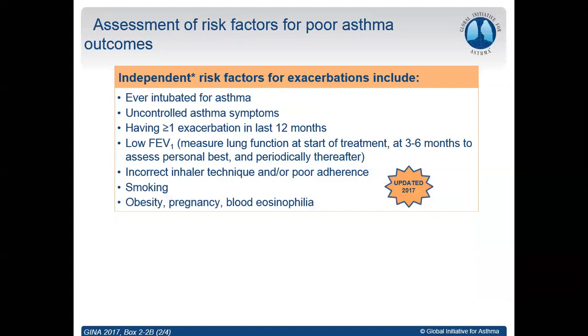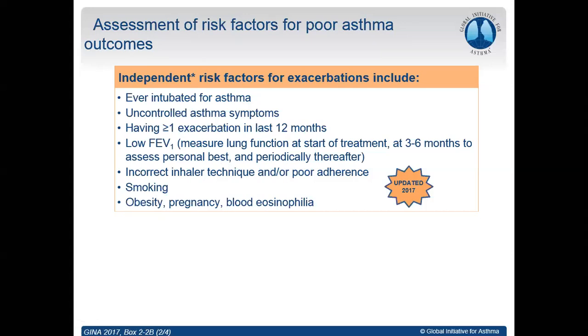Okay, and then assessment of risk factors for poor asthma outcome. I said already that control is something different, but chances of getting worsening at any point of time is different. So if he has been intubated any time in the past, if he had any severe exacerbation in the past, if he has a low lung function test, low FEV1, and he is not taking the inhaler properly, or he is a known smoker, or the lady is pregnant or obese, they're all risk factors for exacerbation at any point of time.